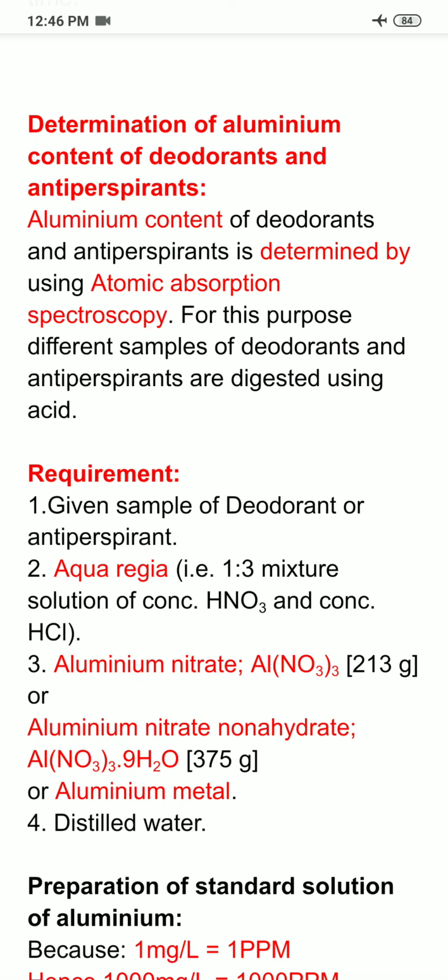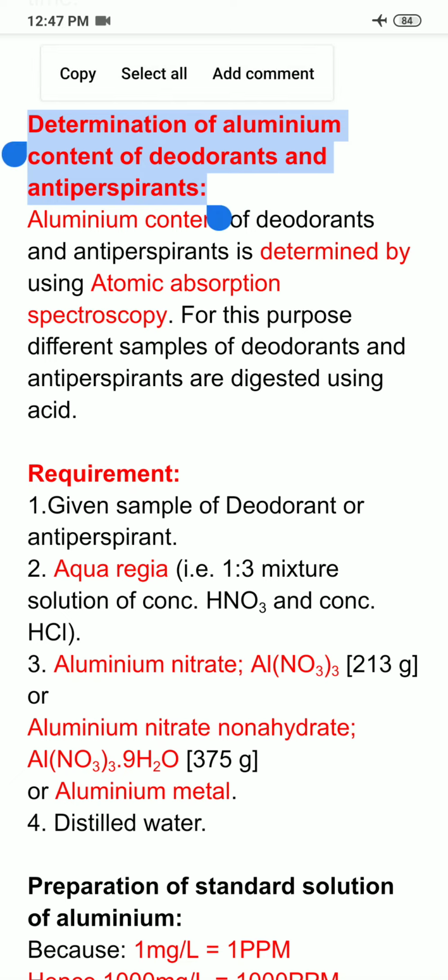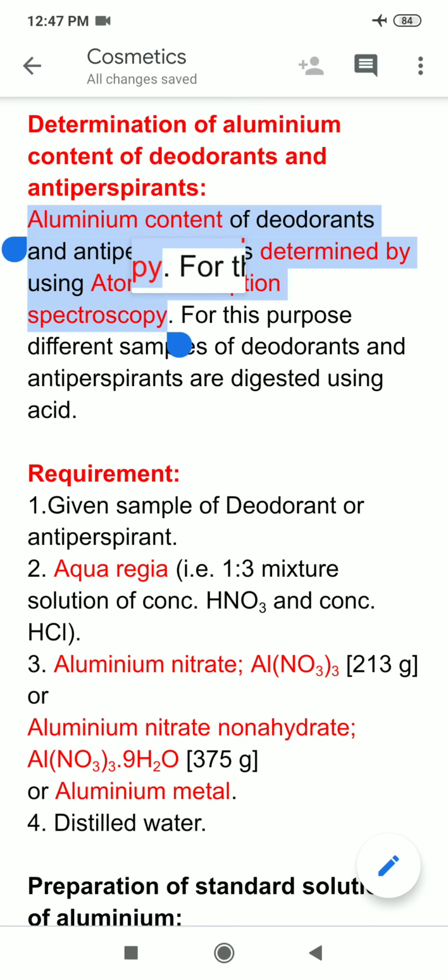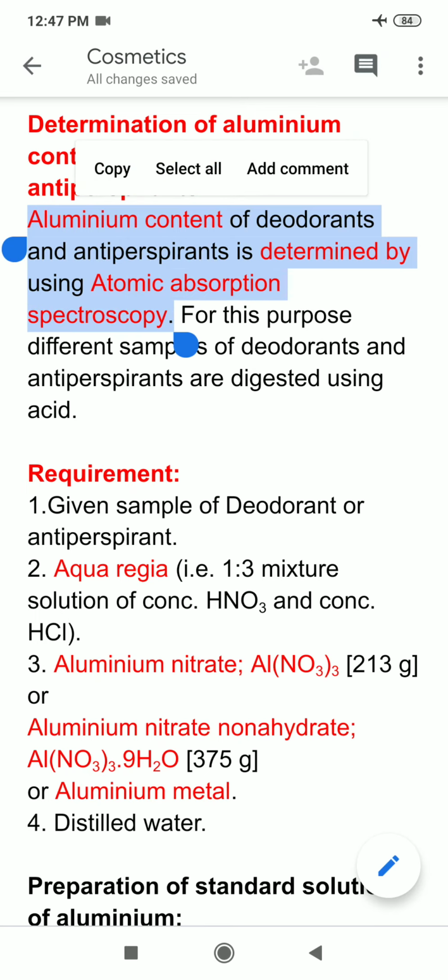Good afternoon, everybody. Today we will study the determination of aluminium content of deodorants and antiperspirants. So, the aluminium content of deodorants and antiperspirants is determined by using atomic absorption spectroscopy.